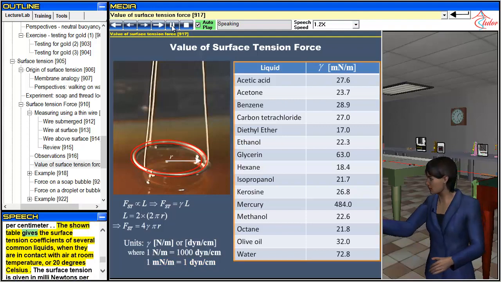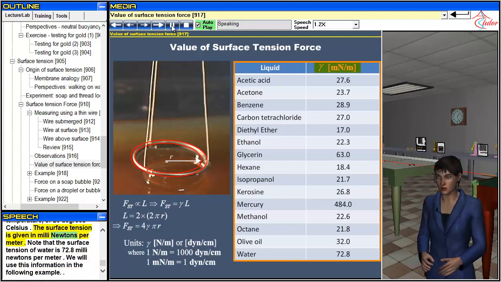The shown table gives the surface tension coefficients of several common liquids, when they are in contact with air at room temperature, or 20 degrees Celsius. The surface tension is given in millinewtons per meter. Note that the surface tension of water is 72.8 millinewtons per meter. We will use this information in the following example.